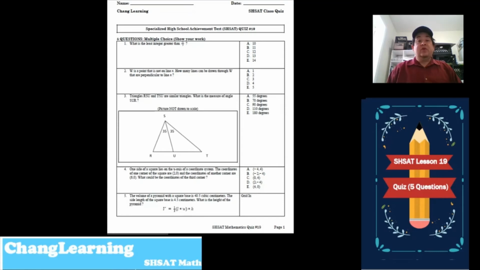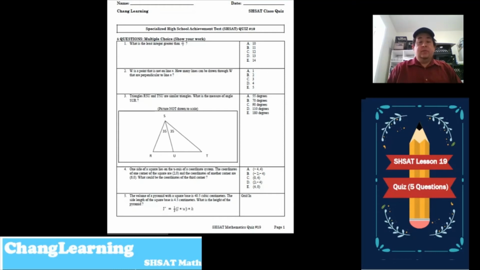For those who are having trouble reading the text on the screen, I will now read each question one at a time to help you with quiz 19. Here we go. Question 1. What is the least integer greater than 31 divided by 3? Is it A, 10, B, 11, C, 12, D, 13, or E, 14?